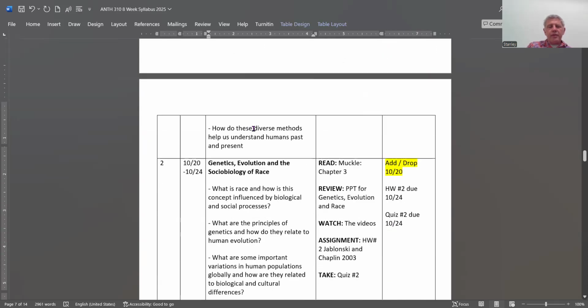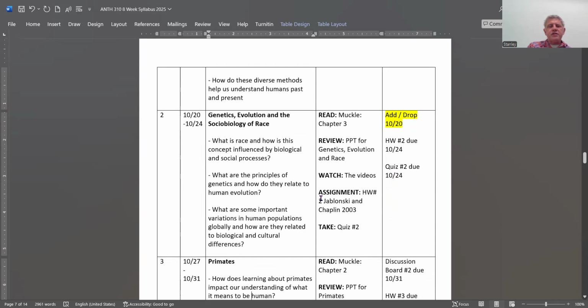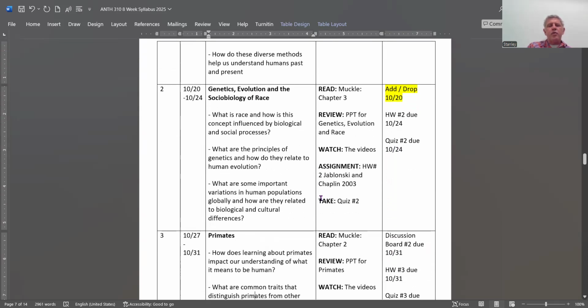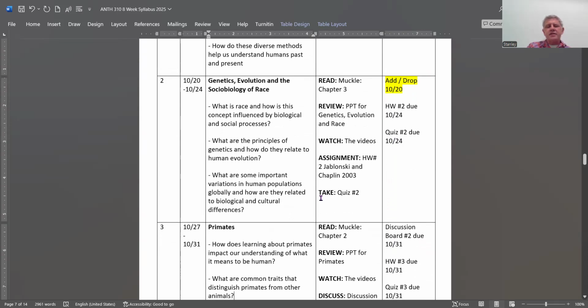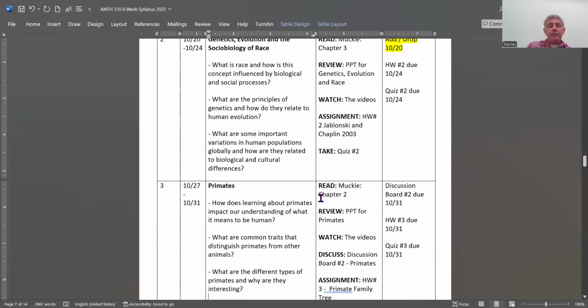In week 2, we're going to be looking at genetics, evolution, and sociobiology of race, thinking about what is race and how has the concept been influenced by biological and social processes. What are the principles of genetics and how do they relate to human evolution? What are some of the important variations in human populations globally, and how are they related to biological and cultural differences? In week 2, you have homework number 2, as well as quiz number 2. Week number 2 is also when add/drop is. It's on the 20th, so if you are dropping the class, make sure you do that by that date.